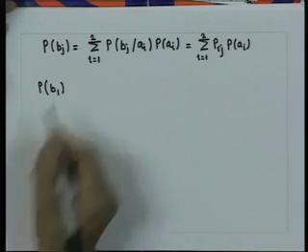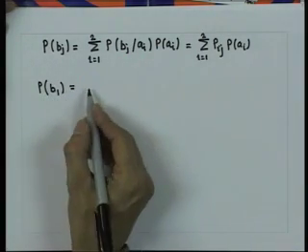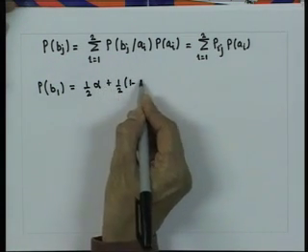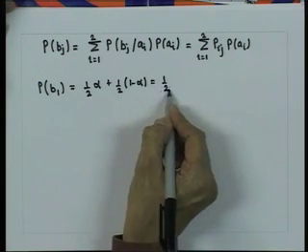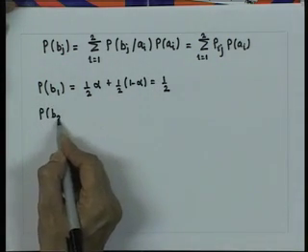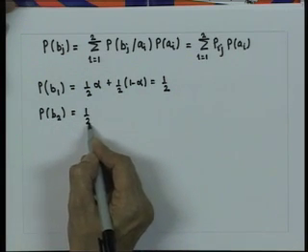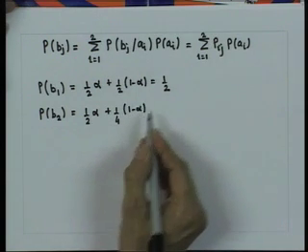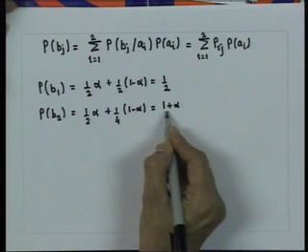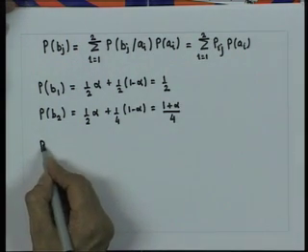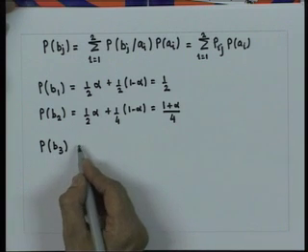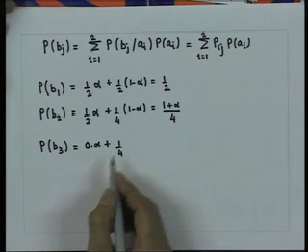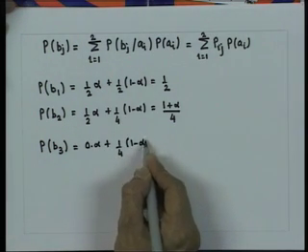For the given channel matrix, we can show that probability of B1 is equal to half alpha plus half (1 minus alpha), which is equal to half. Probability of B2 is equal to half alpha plus 1/4 (1 minus alpha), which is equal to (1 plus alpha) by 4, and finally probability of B3 is equal to 0 multiplied by alpha plus 1/4 multiplied by (1 minus alpha).